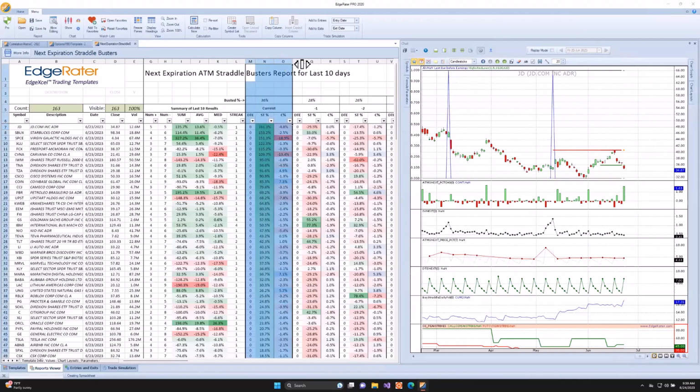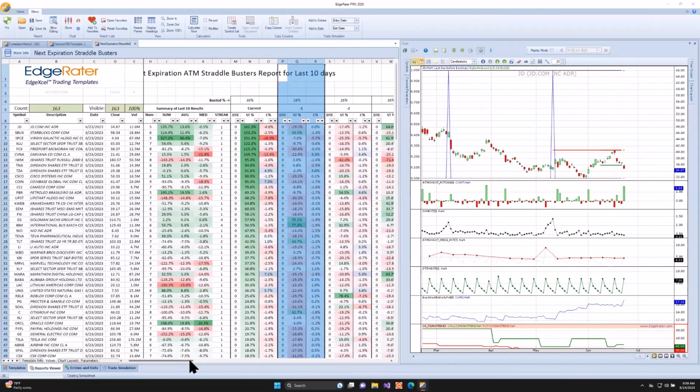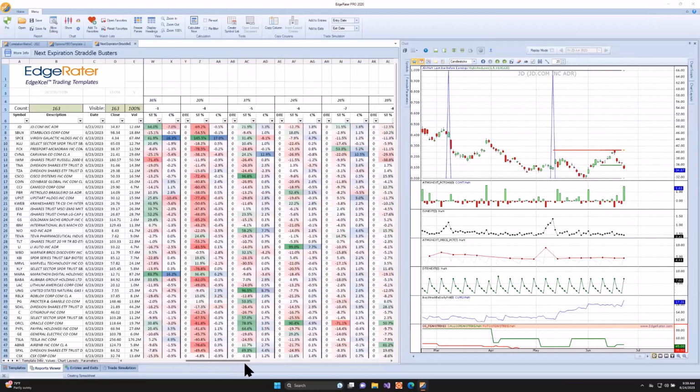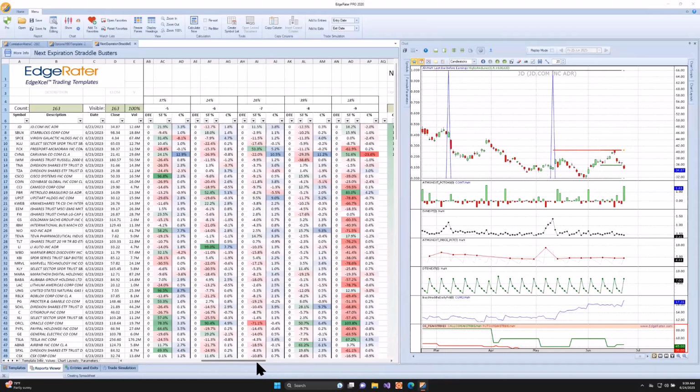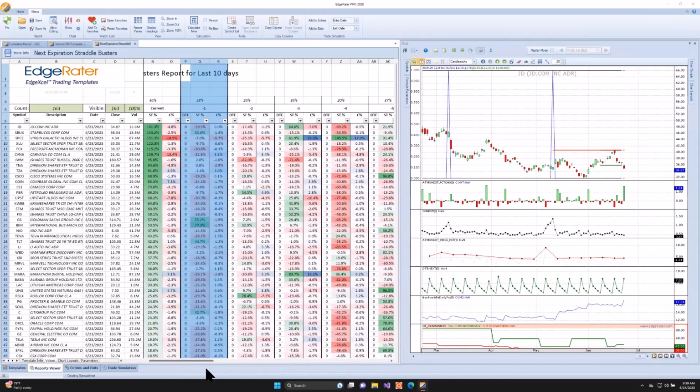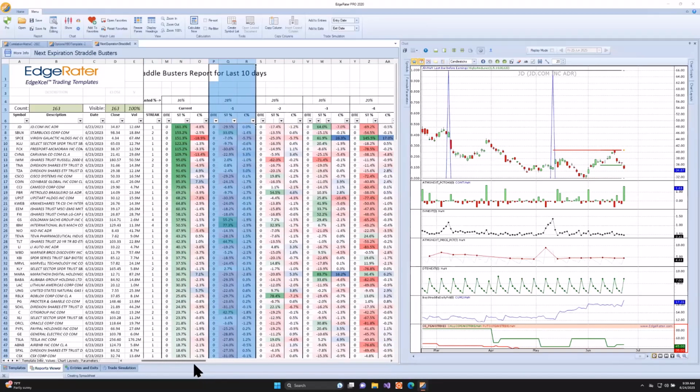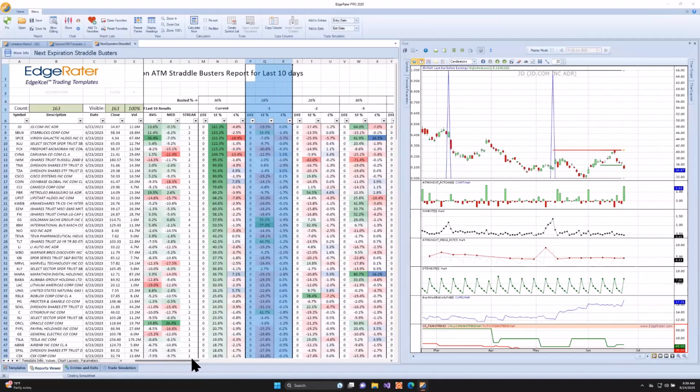So that's the current day. What about the next 3 columns? That is the prior day. We actually, in the report, are showing the last 10 days of close price gain and straddle gain. So you can sort it by any of those columns, just in the normal way you do with EdgeRater templates. You click on the column header and it will sort.